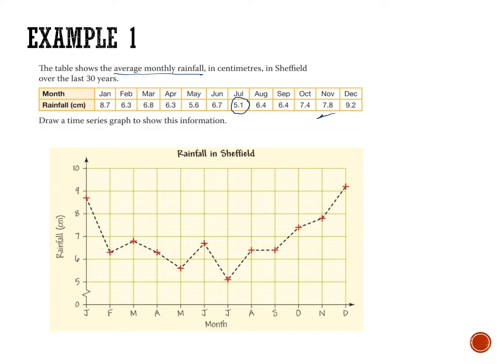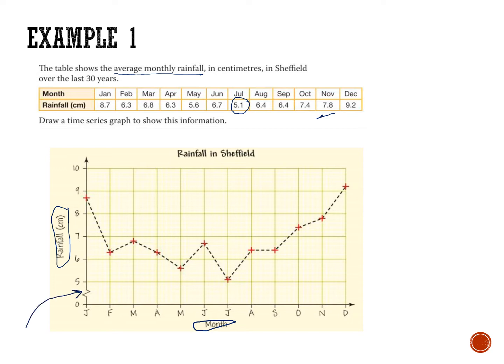So all decent graphs have your axes. You have your axes labelled as to what they represent. So rainfall there, month there. They've summarised the months just with the initial letters, just to make it a little bit easier to write on there. Look at what we've got here as well.